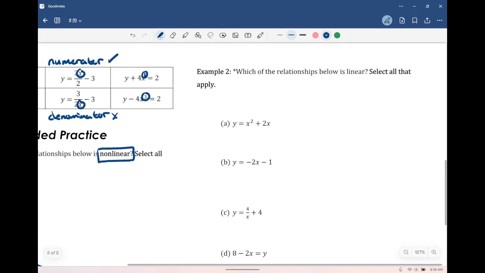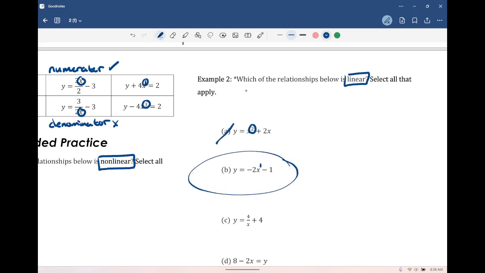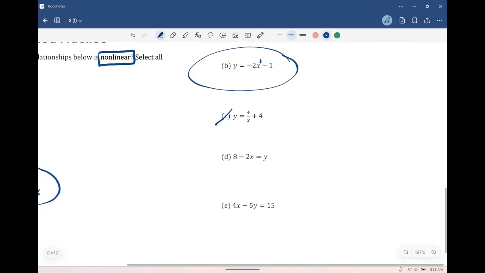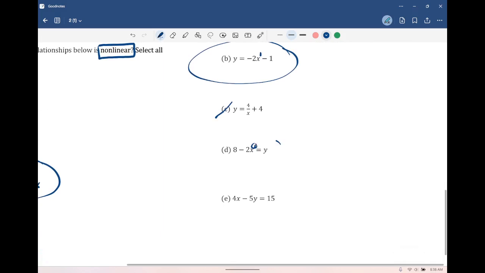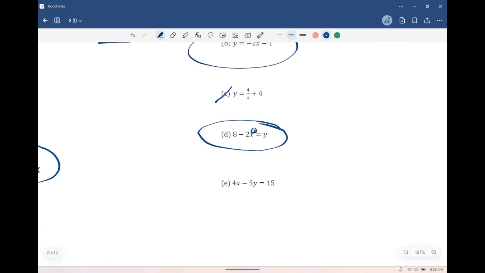All right, example 2. We're doing the same thing. This time, we want linear. I'm going to move through this a little bit faster. On A, I have a power of 2. Is that linear? B, power of 1. Is that linear? C, x in the denominator. Is that linear? D, power of 1. Is that linear? E, standard form again. Is that linear?